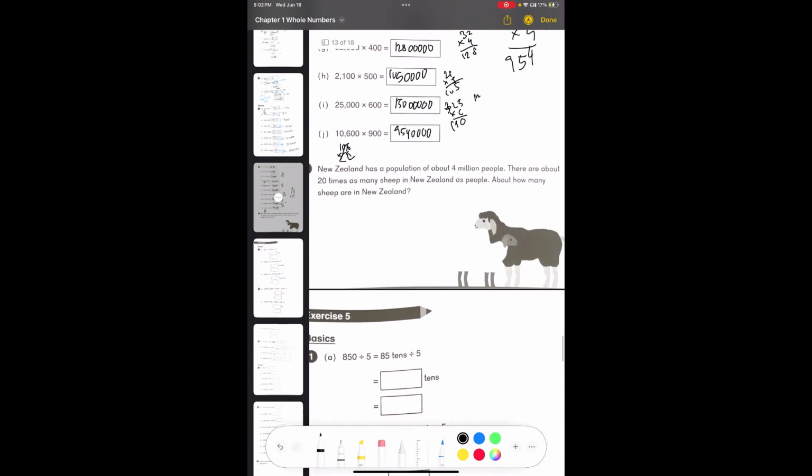New Zealand has a population of about 4 million people, which is relatively small. There are about 20 times as many sheep in New Zealand as people. So how many sheep are in New Zealand? This is really easy. 4 million times 20. That's all you need to do. And that's your answer. 80 million sheep.